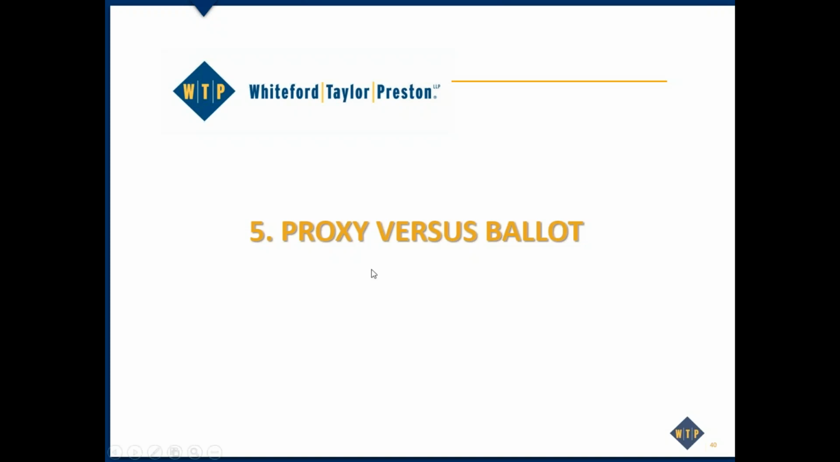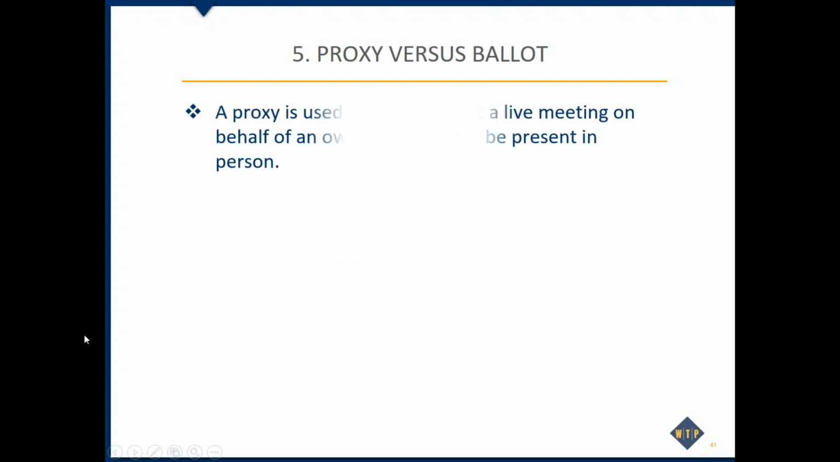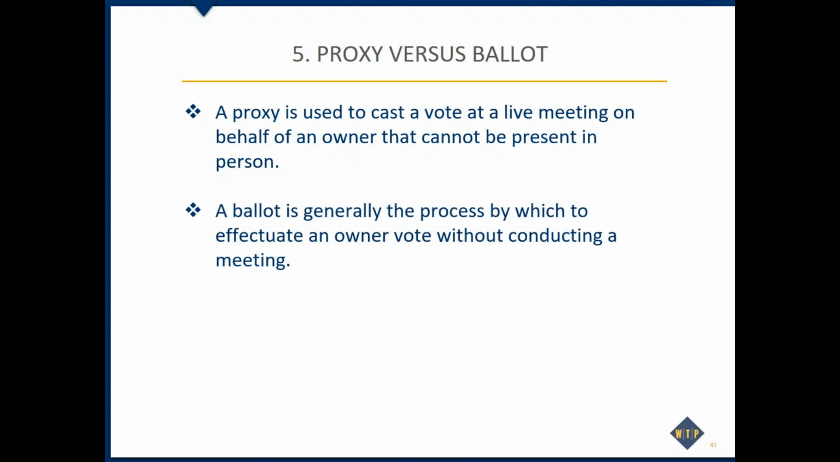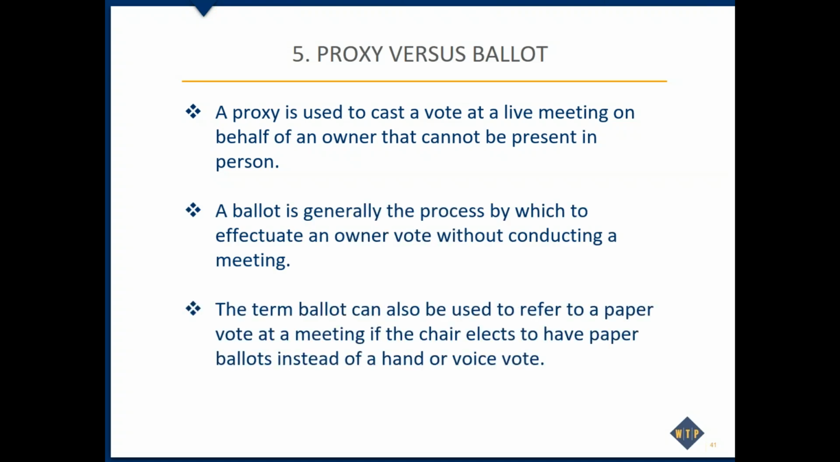Proxies versus ballots. I get questions all the time about how we do this. So let's talk a little bit about that terminology. A proxy is used to cast a vote at a live meeting for an owner who can't be present in person. So if I can't attend the meeting, I can give John Smith my proxy, and John Smith can show up and vote for me. That's what the proxy lets me do. A ballot is generally the process by which an owner can vote without a meeting. So if we're going to have a vote, but we don't want to put everybody in one room, we can use the ballot process.